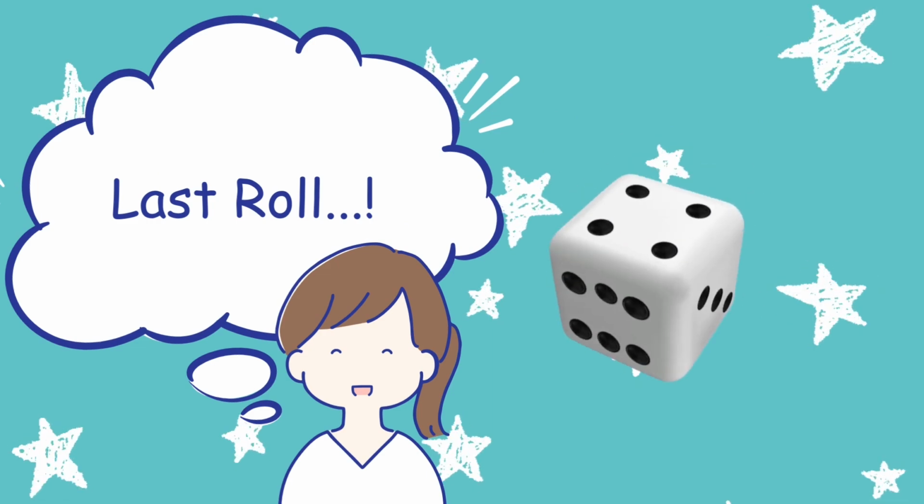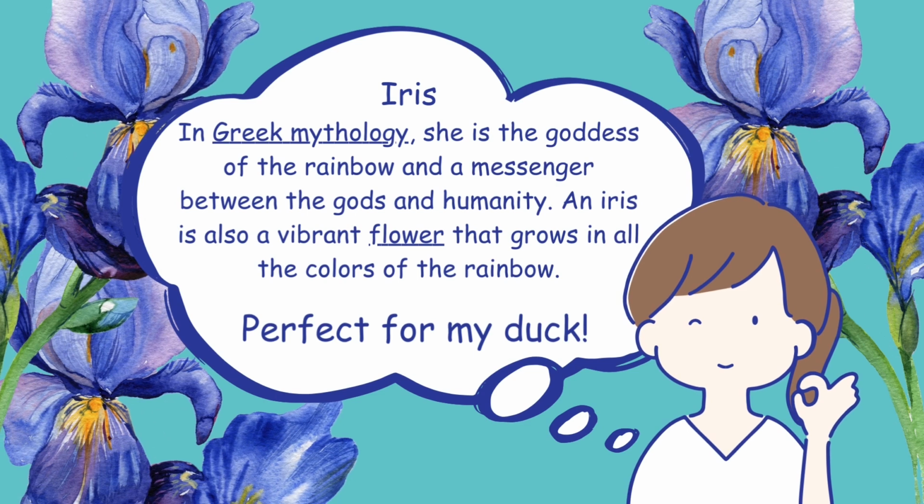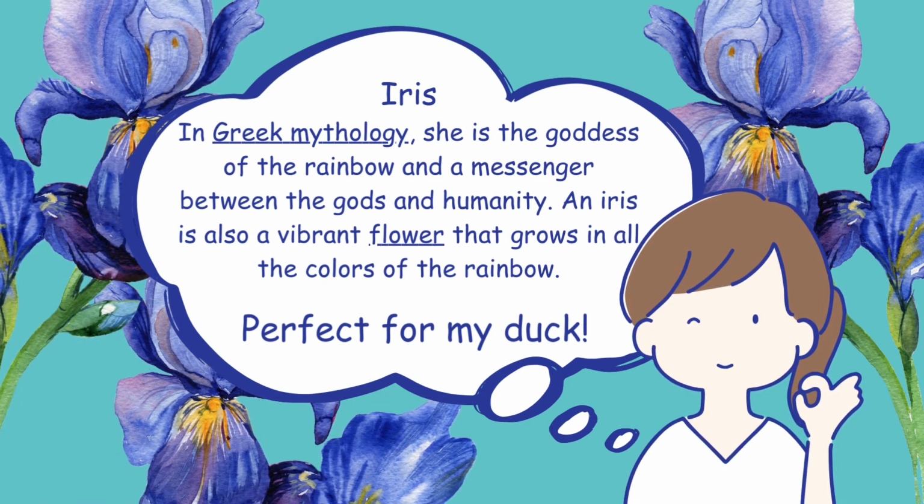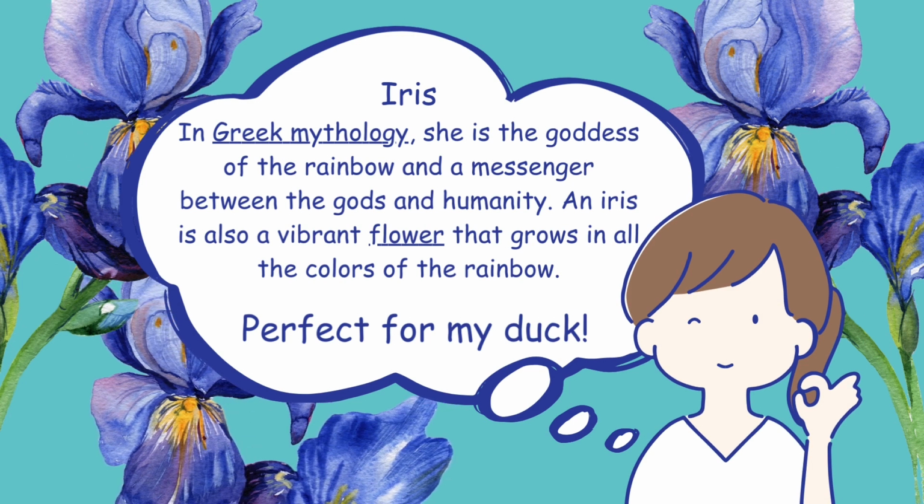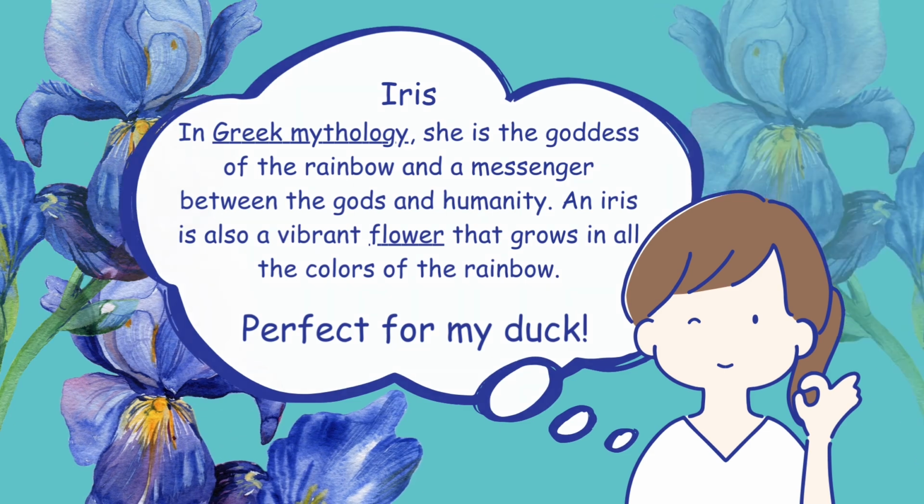Last role. Iris. In Greek mythology, she is the goddess of the rainbow and a messenger between the gods and humanity. And iris is also a vibrant flower that grows in all the colours of the rainbow. Perfect for my duck.